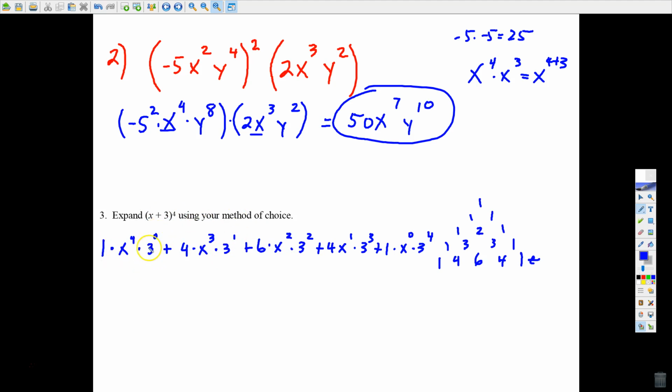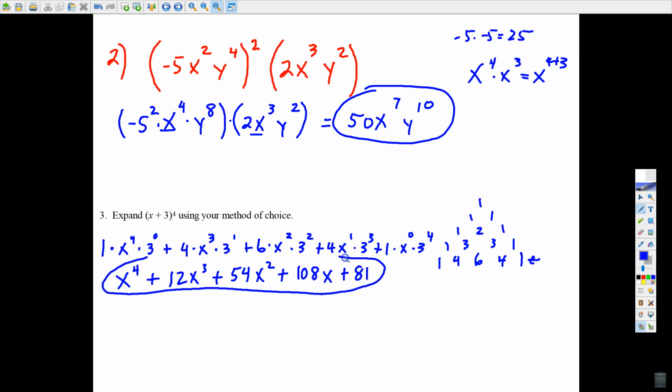So this is 1 times 1, 3 to the 0 is 1, so that's just going to be x to the fourth. Alright, we have a couple of constants here that can be multiplied together. 4 times 3 is 12, x to the third. Same deal here, this is going to be 6 times 9. 6 times 9 is 54, x squared. Okay, 3 cubed is 27. 27 times 4 is 108, x. And then we're down to 1 times 1 times 3 to the fourth, and 3 to the fourth is 81. Alright, so that is the answer.